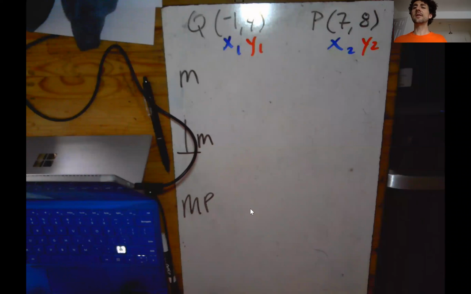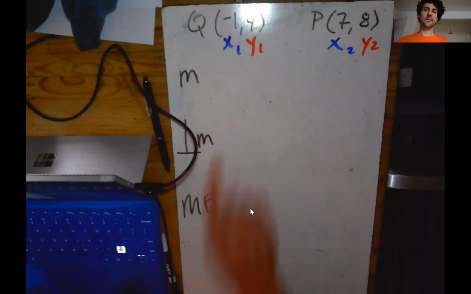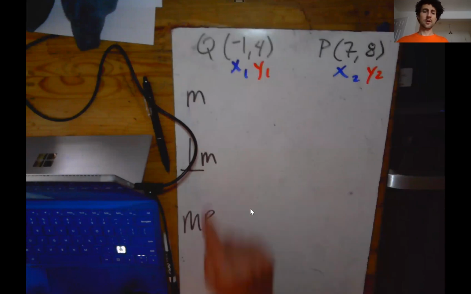So to find the information we need for the perpendicular bisector, we're going to find the slope, find the perpendicular slope, find the midpoint, and then finally write the equation of the line that passes through the midpoint using the perpendicular slope. So first let's find the slope.